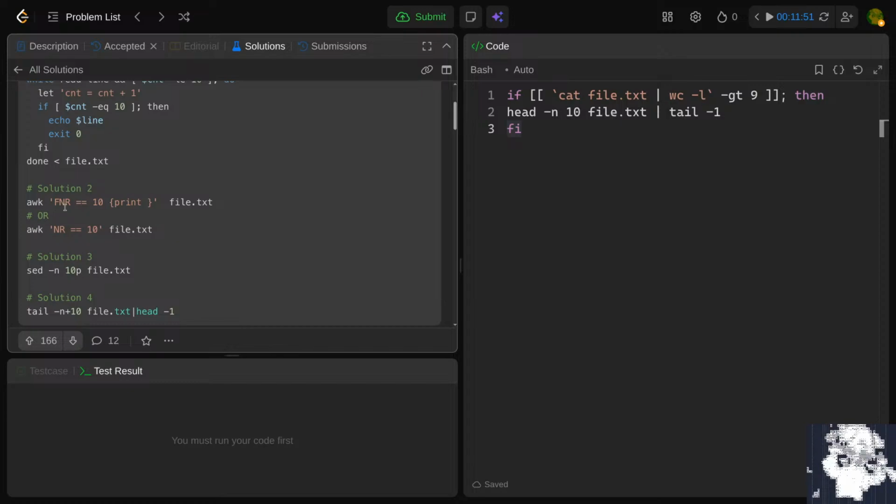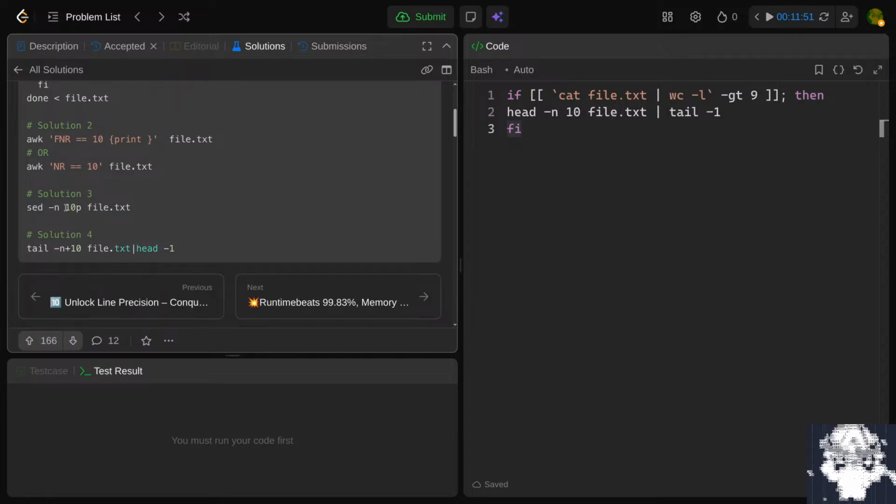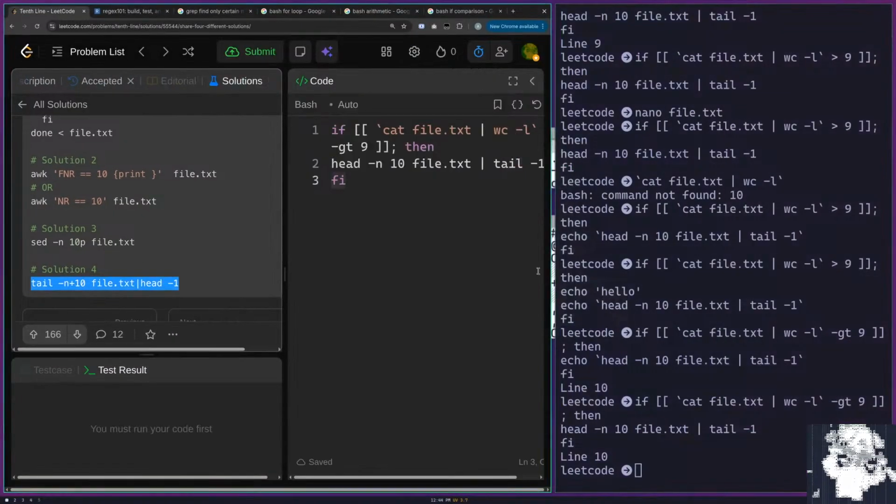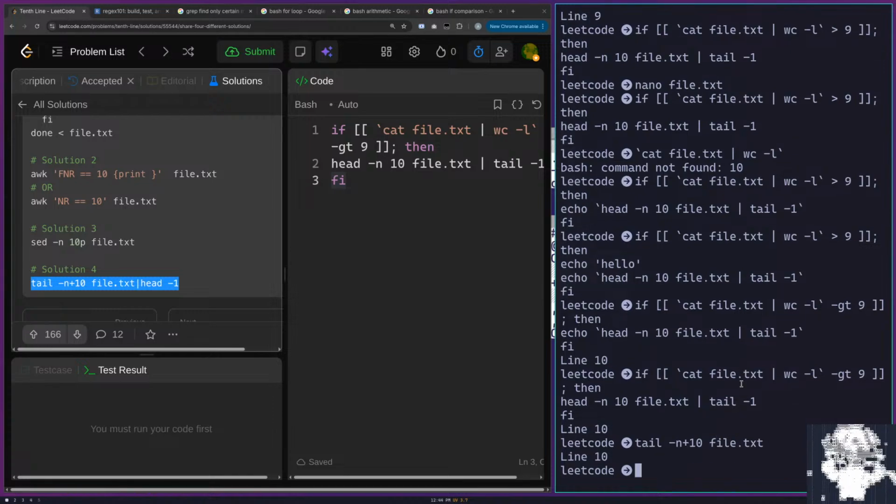Okay, there's a simple awk solution as usual. There is a sed thing that I didn't know about. This is what I was trying to do. Tail -n +10. What does the plus 10 do? I'm curious about this. Tail -n +10 file.txt.